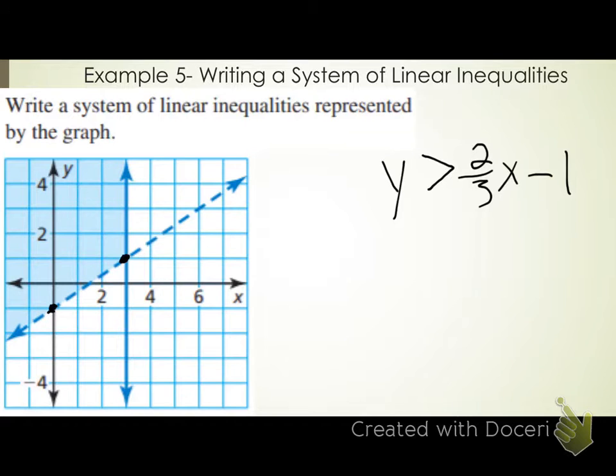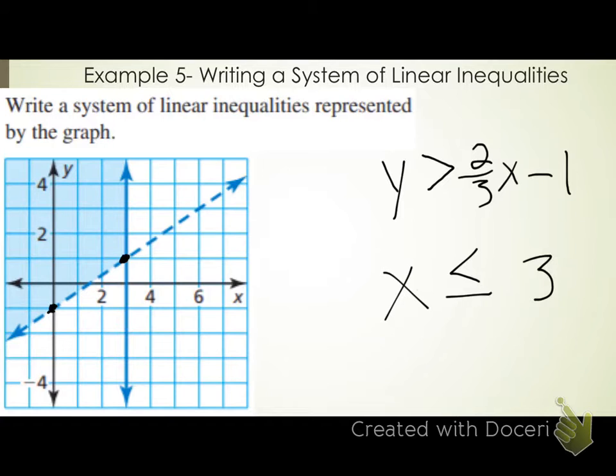Now let's look at the second inequality. It's a vertical line, so what form is that going to take? x and some number on the right. What number is that? 3, because it's crossing my x-axis at 3. What's my inequality symbol? It's less than or equal to, because it's shaded to the left of my line.